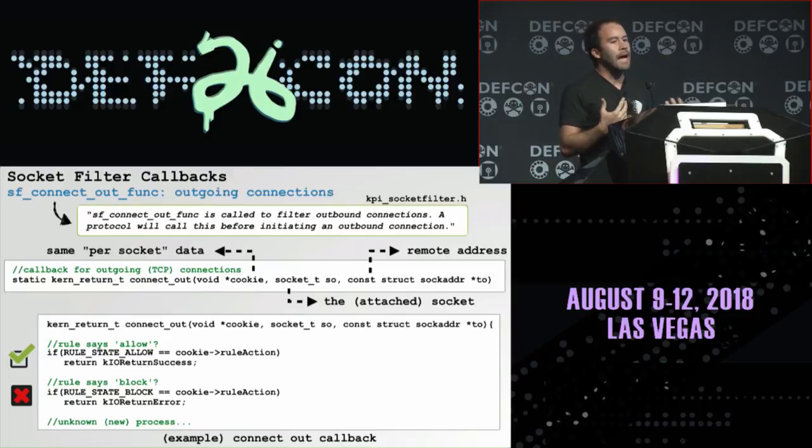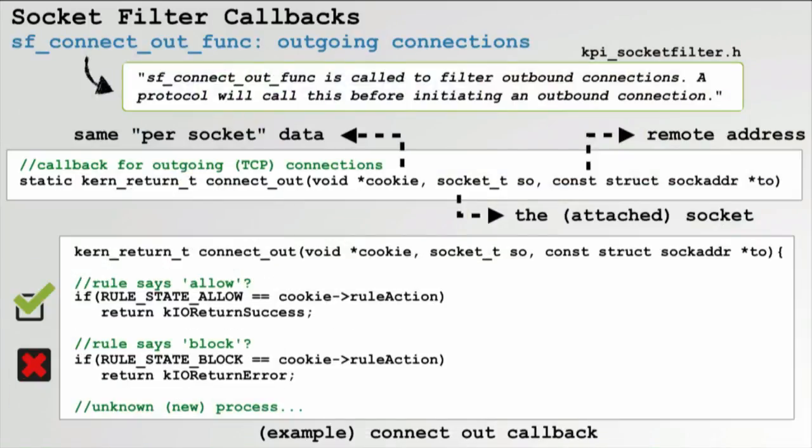So next is the connect out callback. This is called before initiating an outgoing connection. Again, it takes this same cookie, which we've set to either allow, block, or ask, and the socket and the remote address that the socket is trying to connect to. So this obviously allows us to examine the endpoint. Now, if the action has been set to allow, we just return OK. This tells the operating system we are OK with allowing this connection to continue. If it's set to block, we return an error code from this function, which tells the operating system we want to block or not allow the connection.